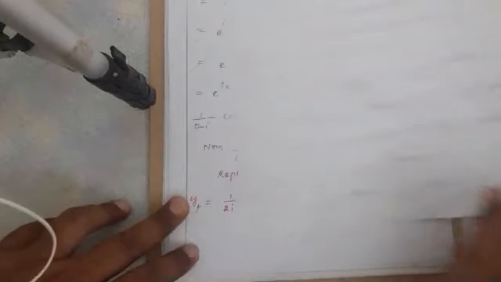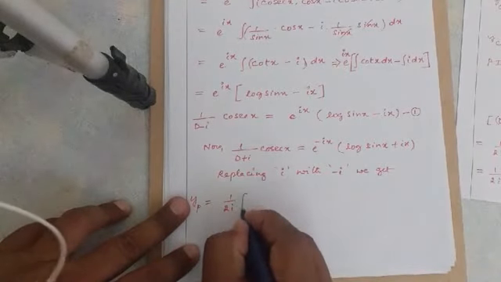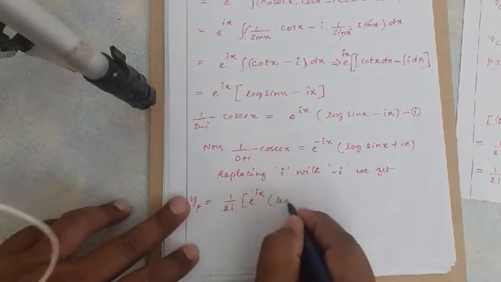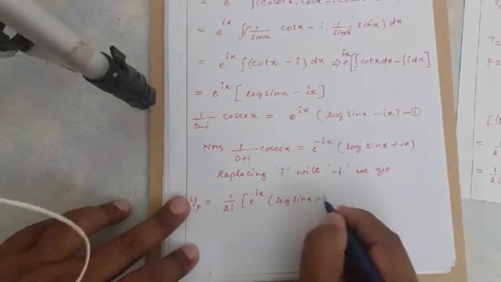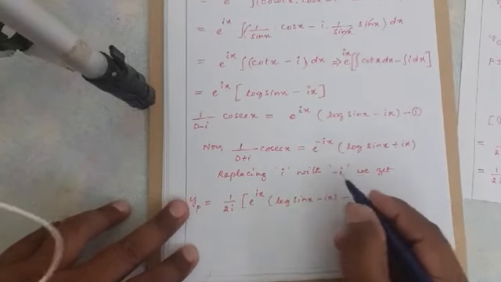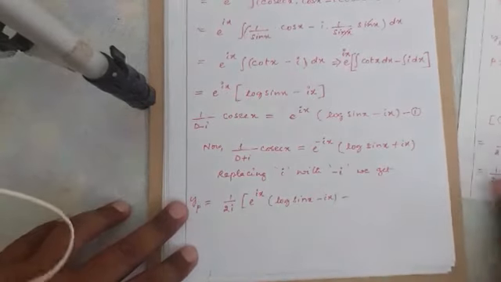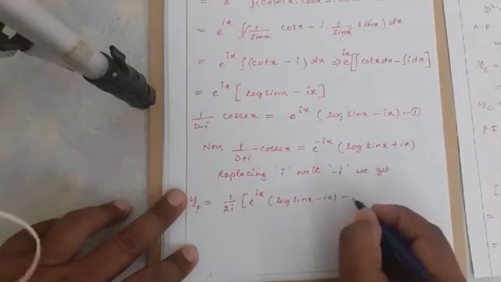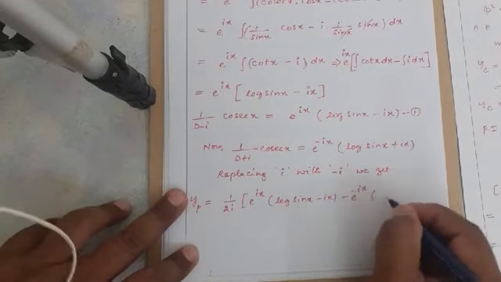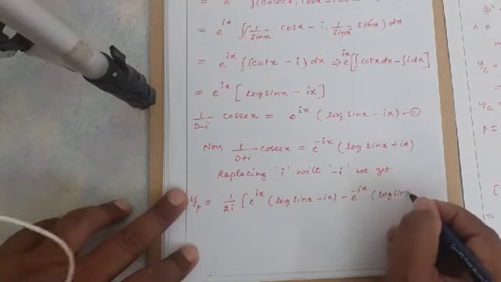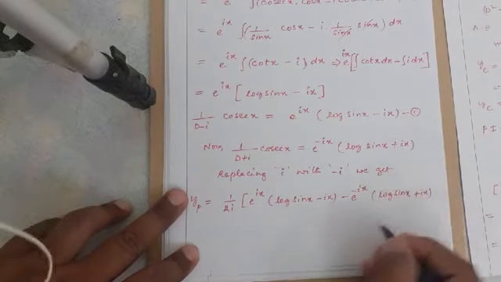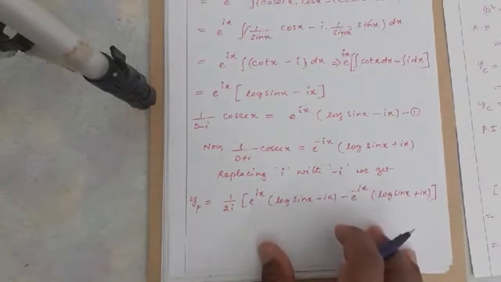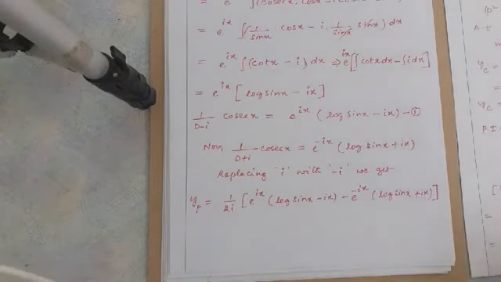So 1 upon 2I we are taking, then into the first answer, e power ix into log sin x minus ix, minus, because in the problem, in the last step, it was minus here, e power minus ix in bracket log sin x plus ix. So this is the answer you get. This is nothing but the particular integral. Hope you have understood. In this way we do case 5.